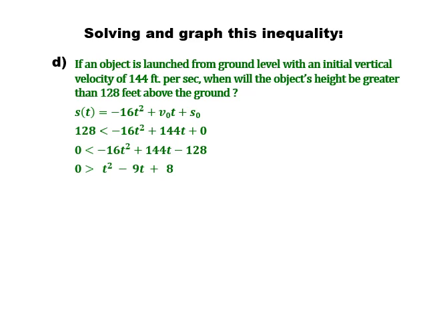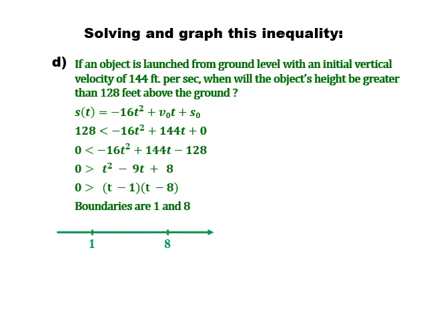Well, first, I'm going to divide through by -16. Remember, I have to change the direction of my inequality. And then hopefully that would factor, and it does. T minus 1 and T minus 8. And so that tells us our boundaries are going to be at 1 and 8. So that tells us that the projectile is exactly 128 feet above the ground at 1 second and at 8 seconds. So in between those, it's going to be higher up.